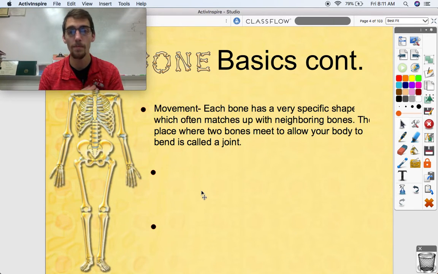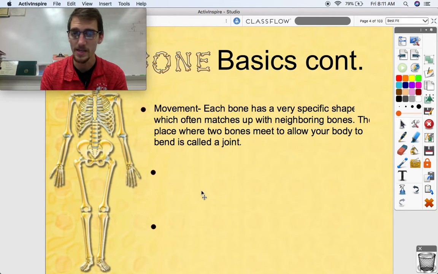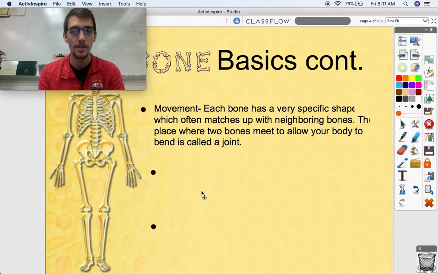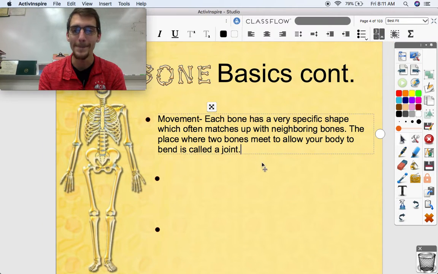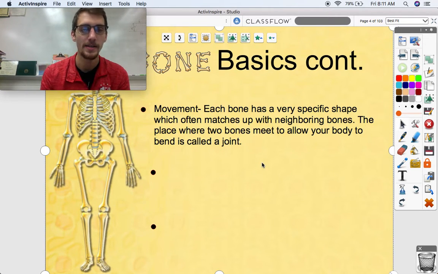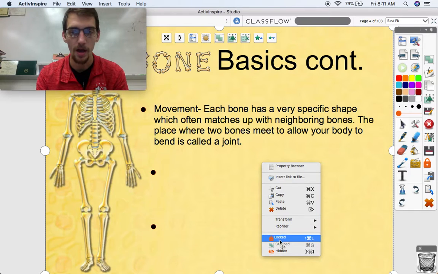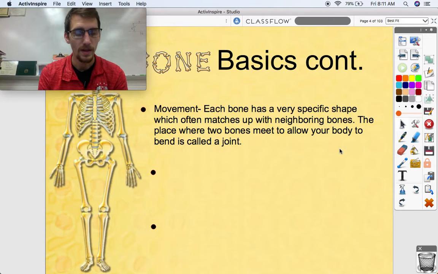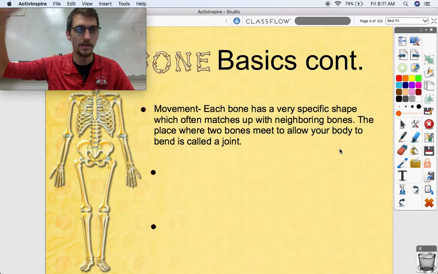There's a few more: movement, and here's the thing about this. Each bone has a very specific shape, which often matches up with its neighboring bones. The place where two bones meet to allow your body to bend is called a joint. So in conjunction with the muscular system, your muscles contract and relax, and what they do is they push and pull on bones, and where two bones meet, you can move it, and that is called a joint.